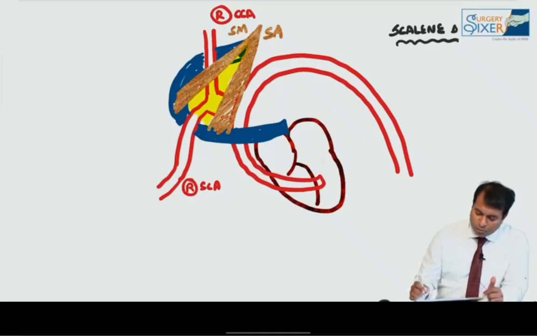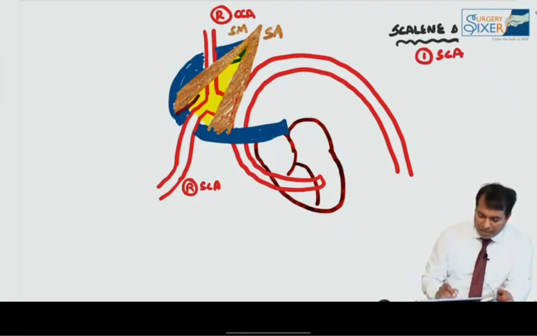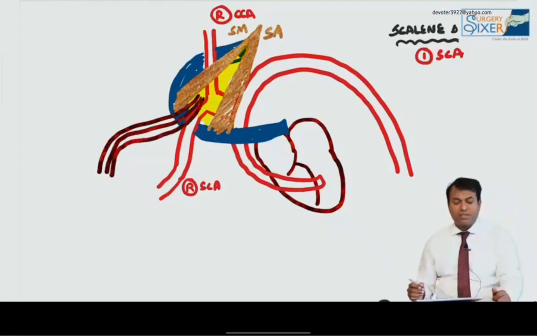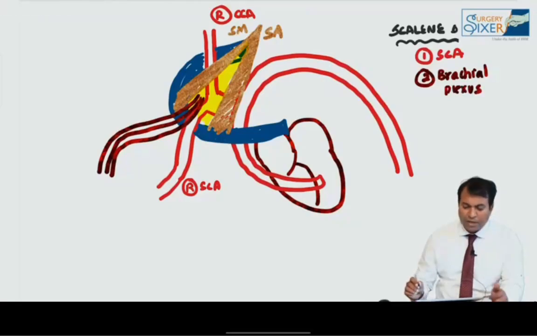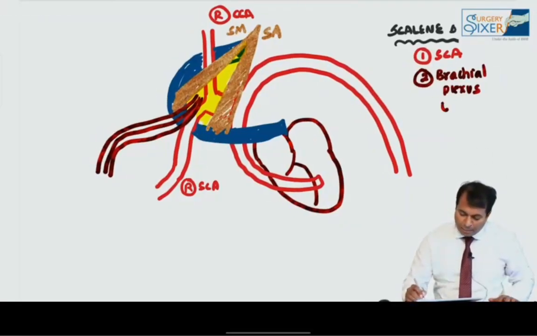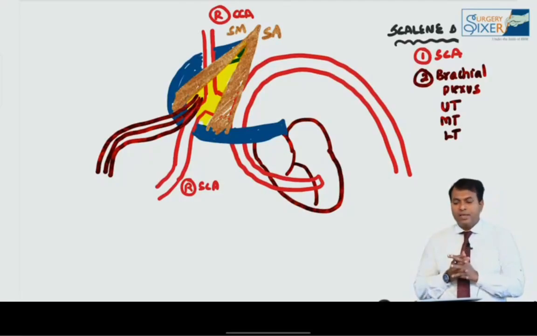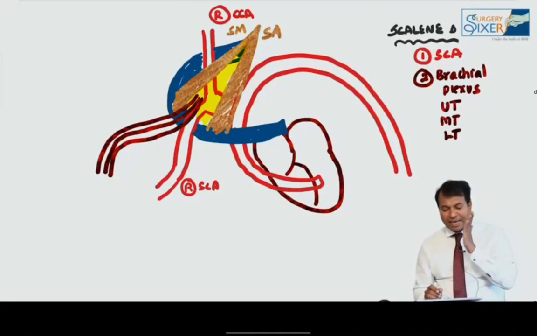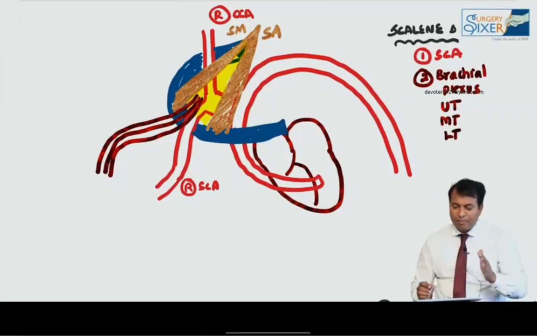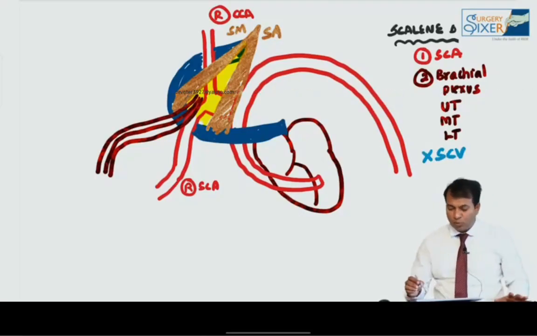What are the contents passing through this triangle? First important point, the subclavian artery comes into this triangle. Another thing coming out of this triangle is 1, 2, 3. What is this 3 coming out of this triangle? They are the brachial plexus, the upper trunk, middle trunk and lower trunk coming out of this triangle. So what is not in this triangle? The subclavian vein is not a content of this triangle. Please don't forget this MCQ. And this is known as the thoracic outlet.